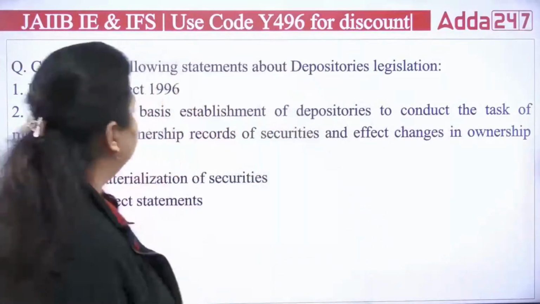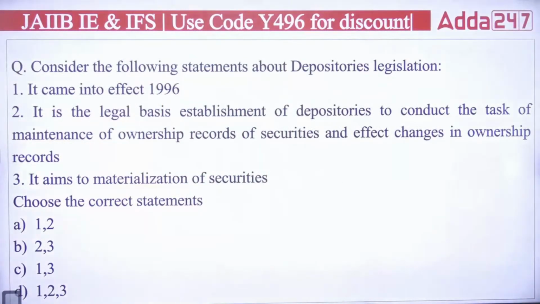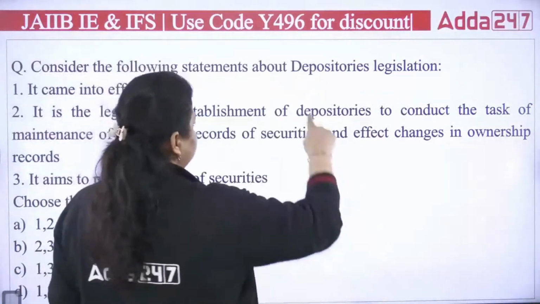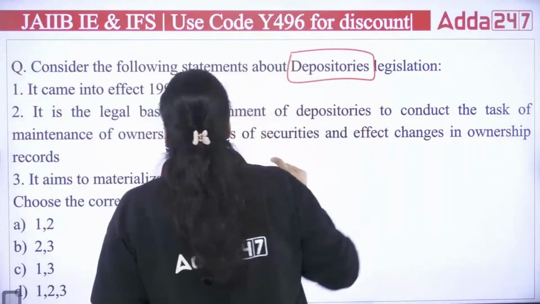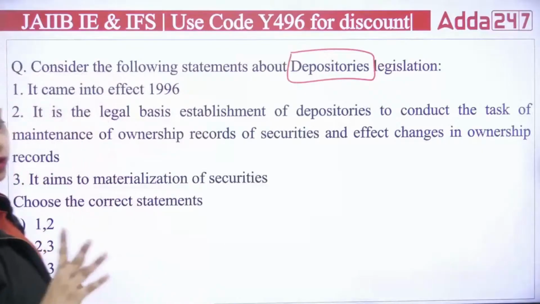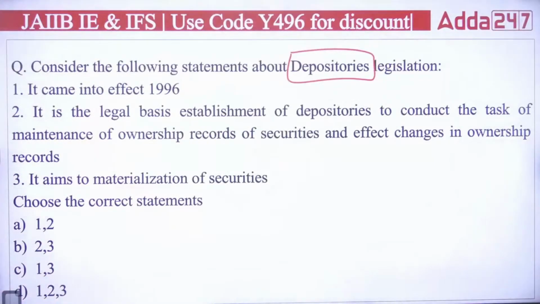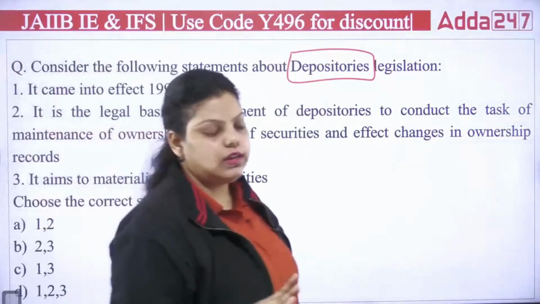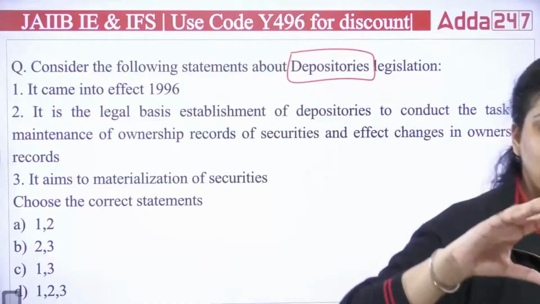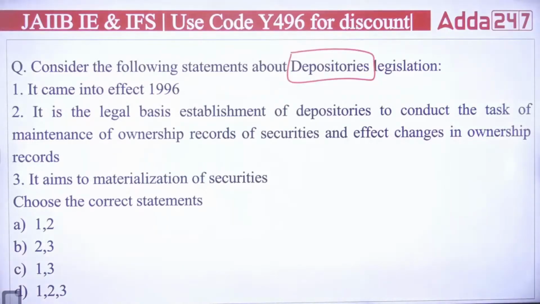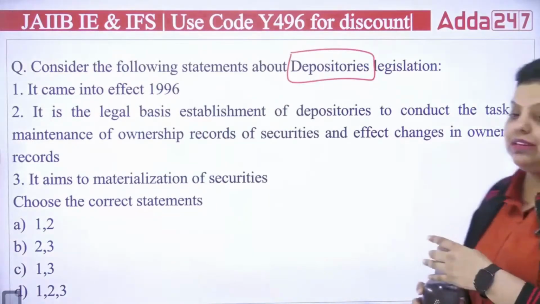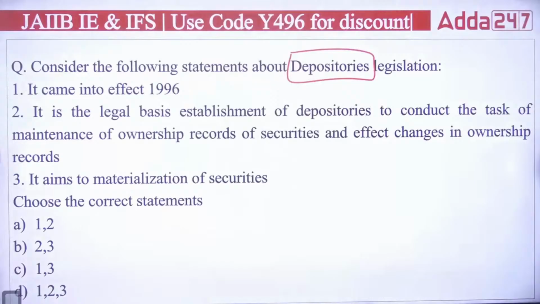Okay. Now, next question. Consider the following statements about the depositories legislation. If we talk about depositories legislation, it actually tells about how NSDL and CDSL have to work. The depositories are what? They convert your physical security into electronic form and deposit that in your demat account. That's what the depositories do. Now let me know which of the following is correct.